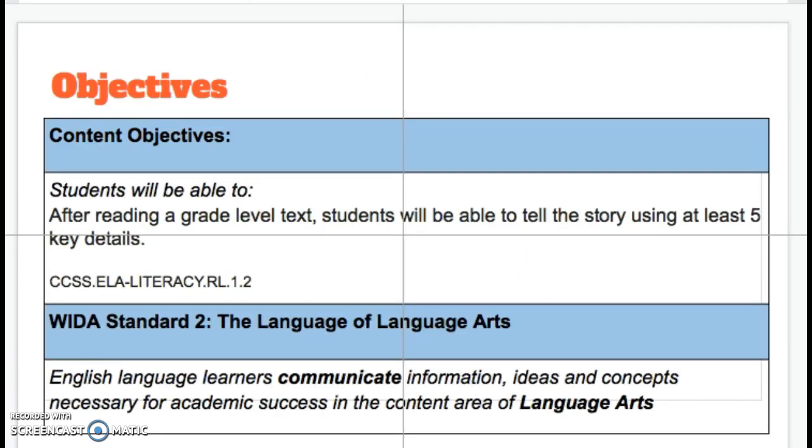So the content objective for this lesson has to do with the reading literature standards in grade 1. After reading a grade level text, the students will be able to retell the story using at least 5 key details. The WIDA standard is standard 2. English language learners communicate information, ideas, and concepts necessary for academic success in the content area of language arts.